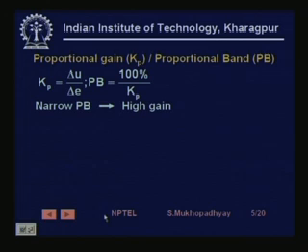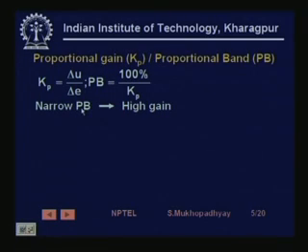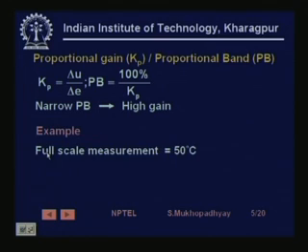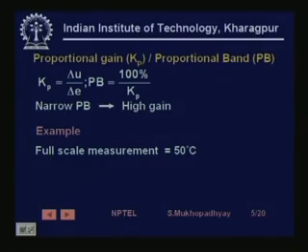Let us look at an example. While Kp is delta U by delta E, proportional band is defined as 100% by Kp. So, you can easily find out that this gives the error in percentage which will cause a 100% input change. Obviously, a low value of the proportional band implies a high proportional gain, and a high value of Kp implies a narrow PB. So, let us look at an example. Suppose we are talking about a temperature control loop where the full scale measurement is 50 degrees centigrade.